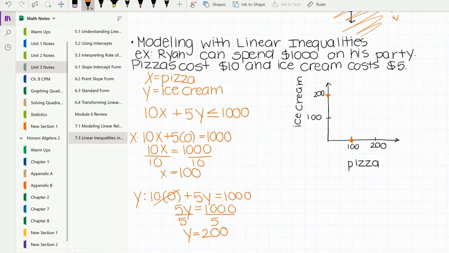So now how do we graph this? Well, because it's an equal to sign, we would do a solid line. And basically anything in here, because it's less than, we could use. So anything in that shaded area he could buy because that would be under $1,000.